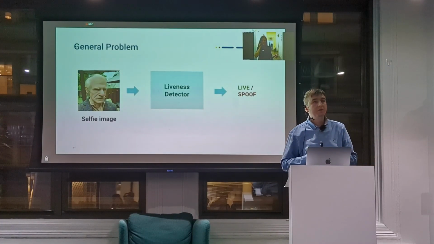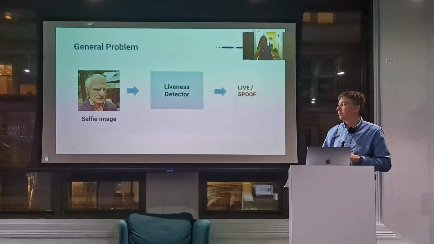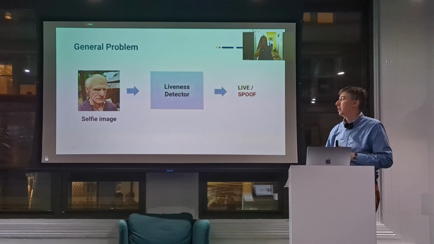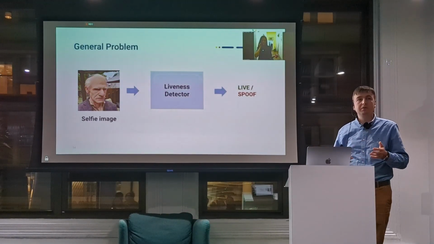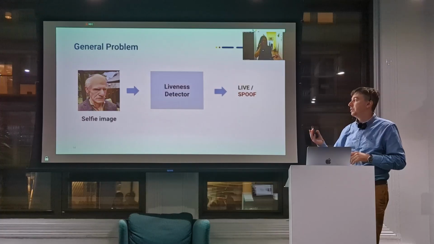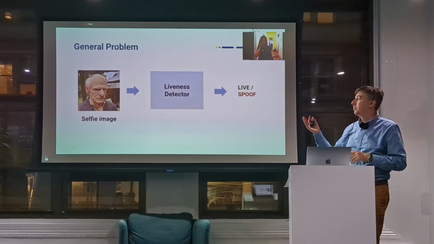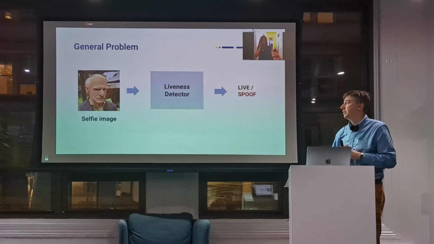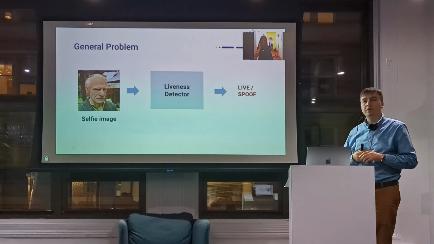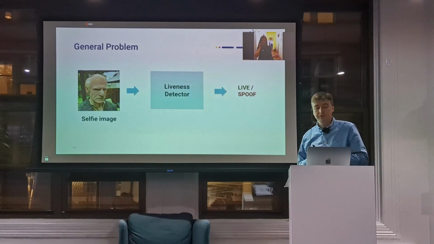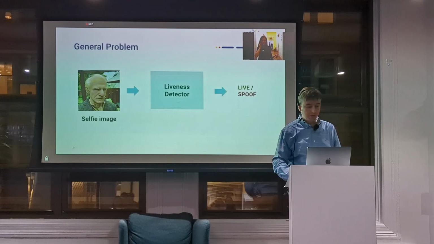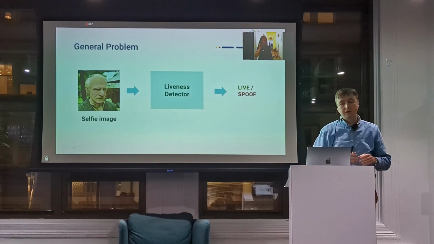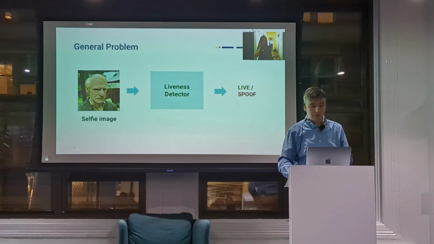So from a machine learning point of view, for our team, this task looks like a classical computer vision task: taking a selfie image, applying some procedures, and classification. This is a binary problem. Live or spoof is the output of this system. So an image on the input and a binary decision on the output.